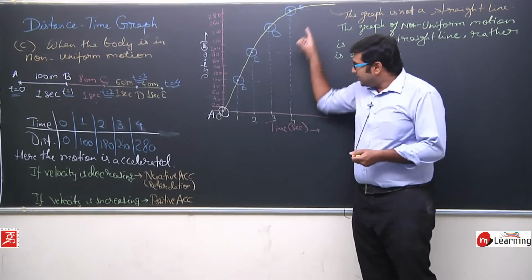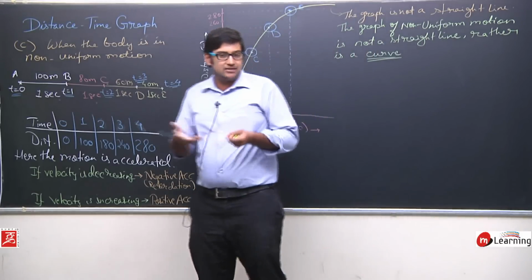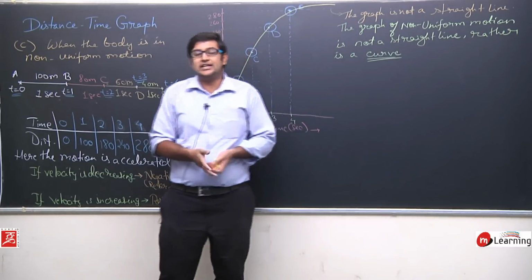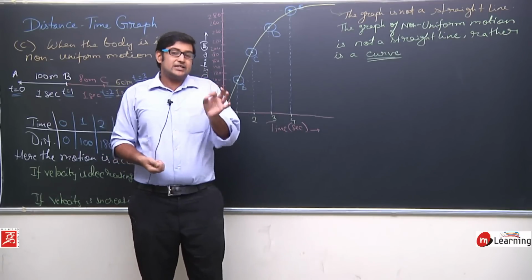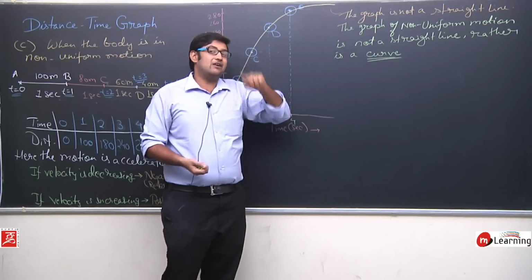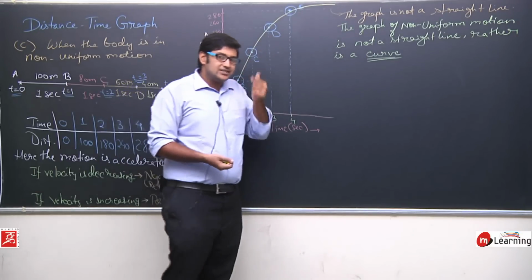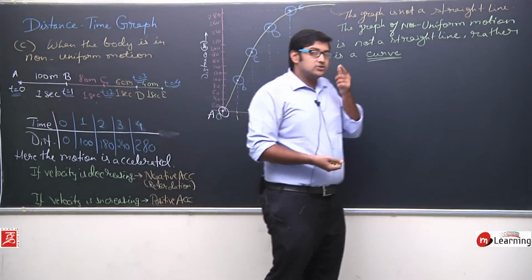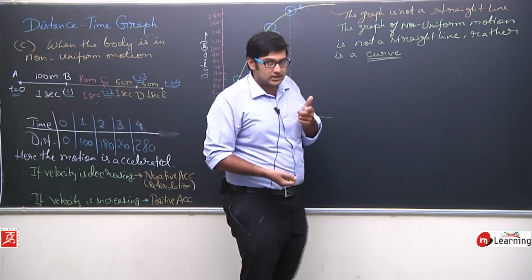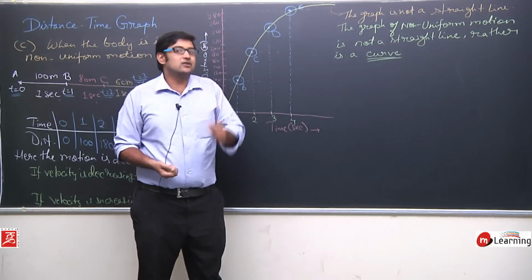Now here we have to check how the velocity is getting changed. Is the velocity increasing or is the velocity decreasing? We can determine that condition using this graph. Now how can we determine using the graph? Just remember the concept that slope is basically the velocity. The slope of the distance time graph gives you the velocity.